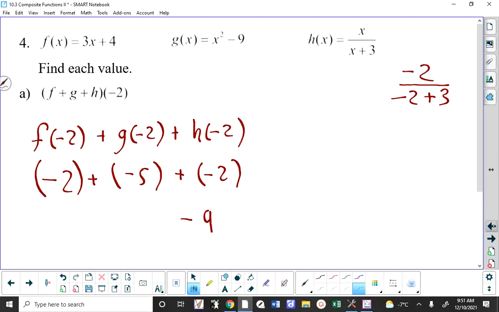Yeah, neat little numerical response question. F plus g plus h of negative 2 equals negative a. What's the value of a? 9.